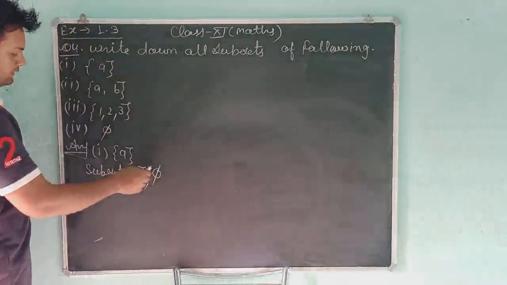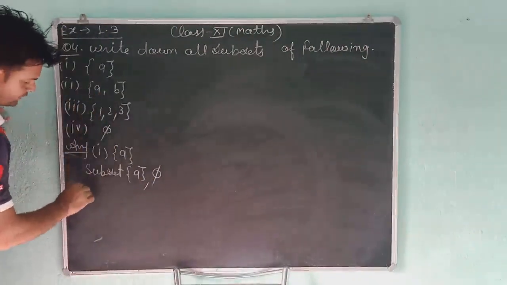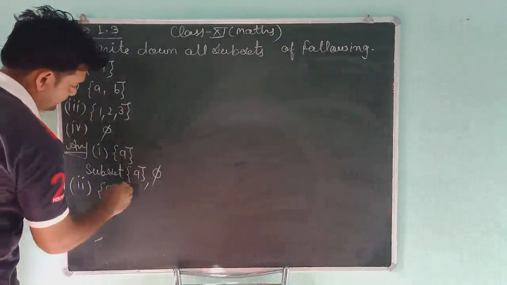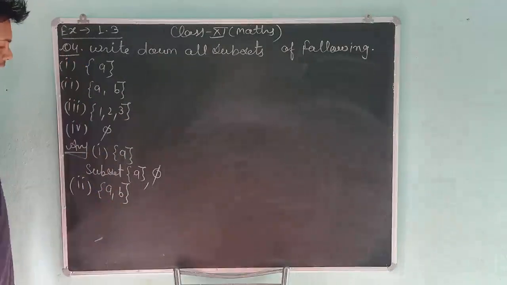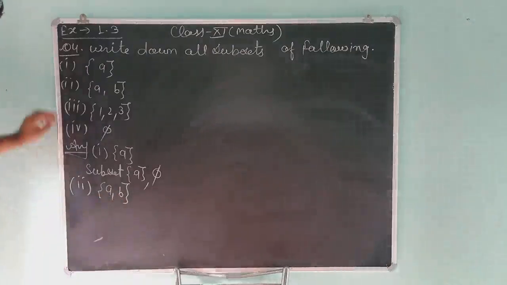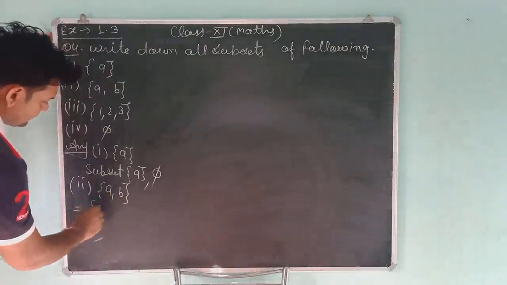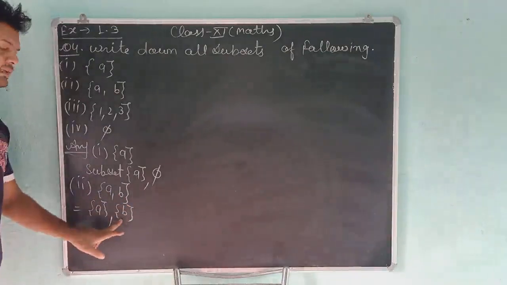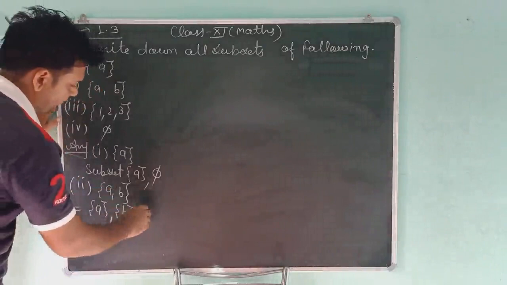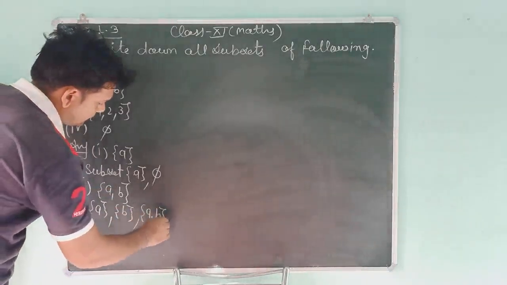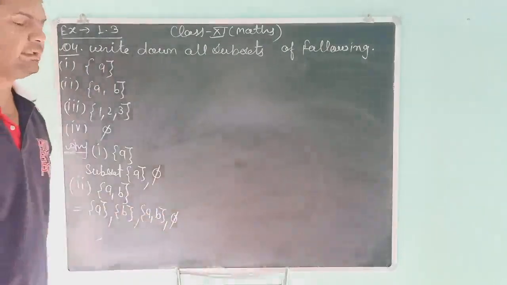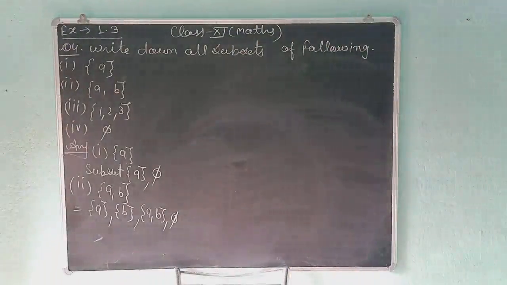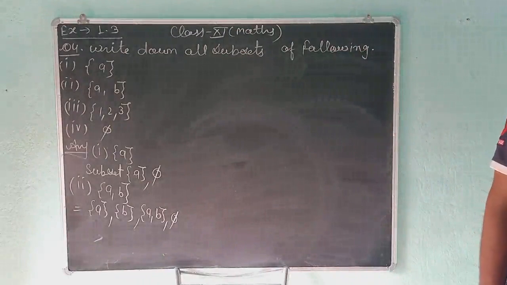Okay, these are the subsets. According to question number 2, A and B is the given set, and we have to make subsets of this set. So students, we will write set A, and this one. This is also a subset, and itself. And phi is a subset of all sets. Always remember this thing, students.